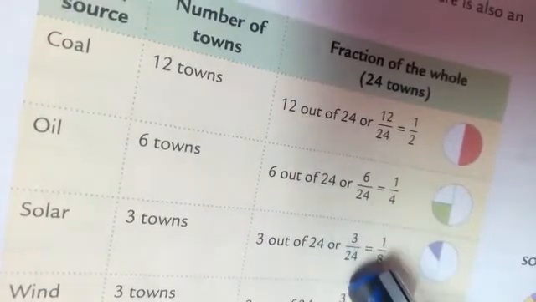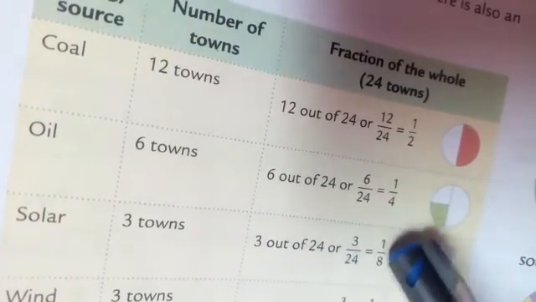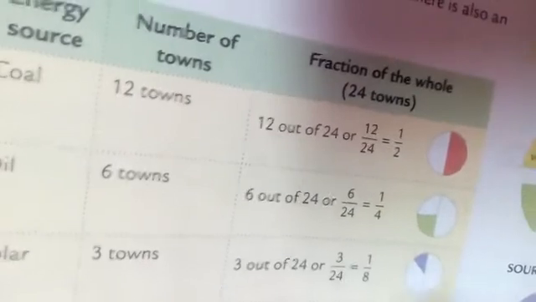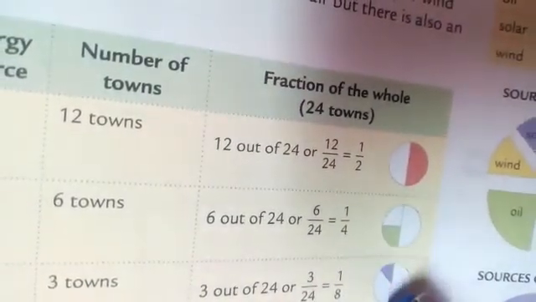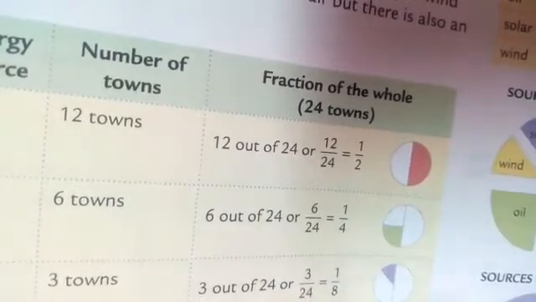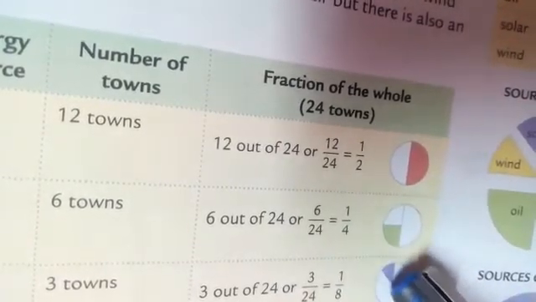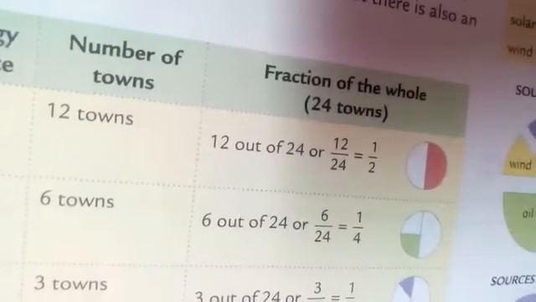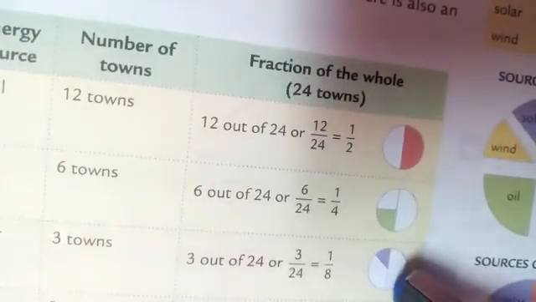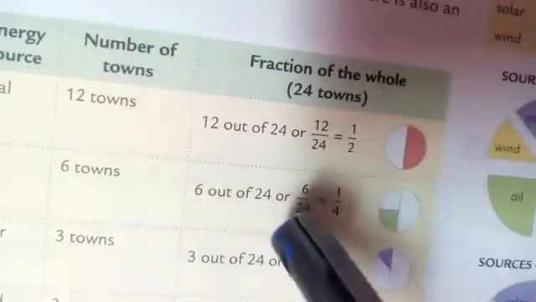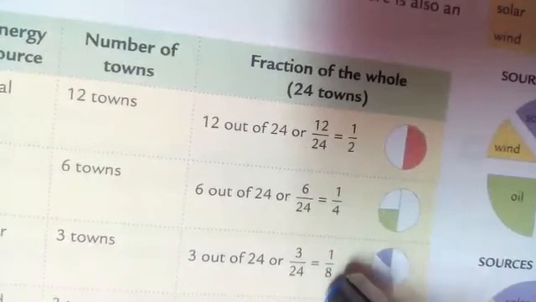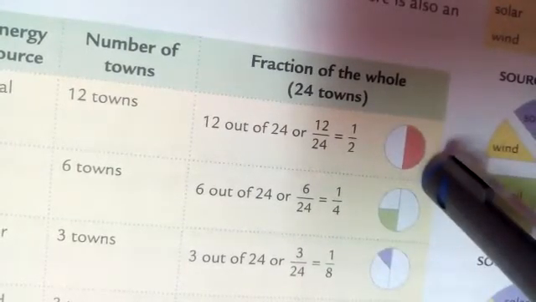So 3 out of 24, when you find it, you will get the fraction 1 by 8. So again, what you should do? You should divide the circle into 8 equal parts, and take one part. That is what the division shown here is. All these divisions should be done in the same circle. Here they have shown 3 different circles for you to understand, but when you draw a circle graph for the given table, it should be done in the same circle division.